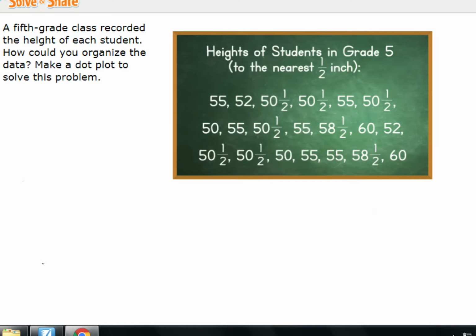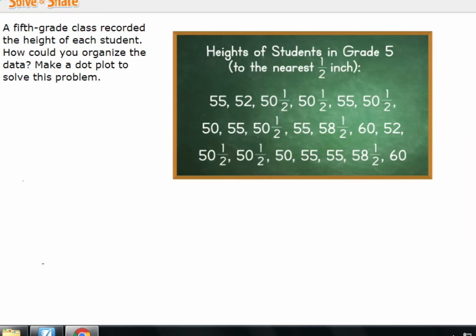A 5th grade class recorded the height of each student. How could you organize the data? Let's make a dot plot to solve this problem. So a dot plot is a great way to organize data. You could put it in a tally chart first.